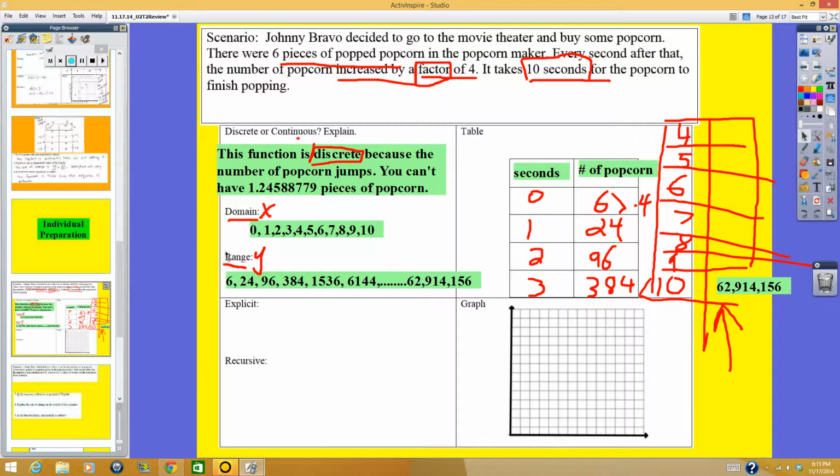Explicit. This one is where you need to start off with step 0, okay? So if you start off with step 0, the value is 6, because that's what's here. It's at the beginning. And to that 6 each time you're multiplying by 4.